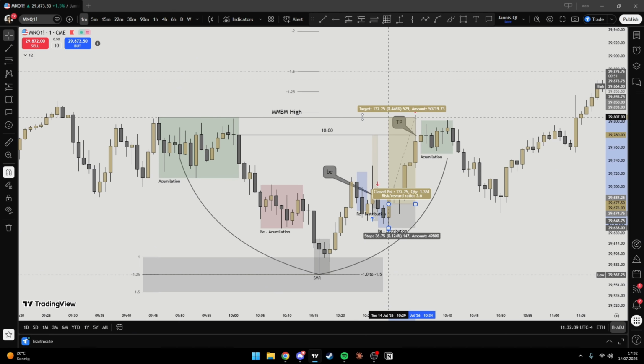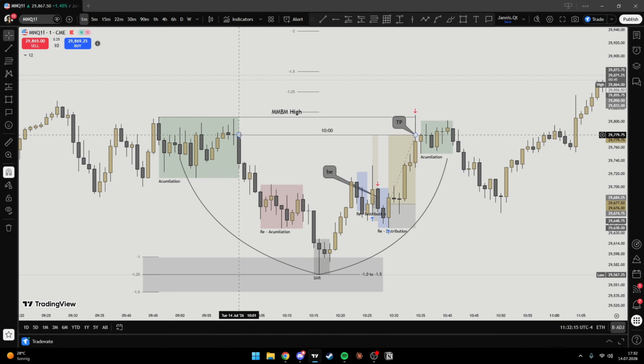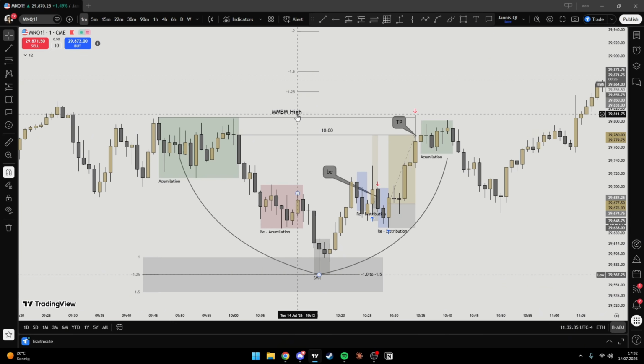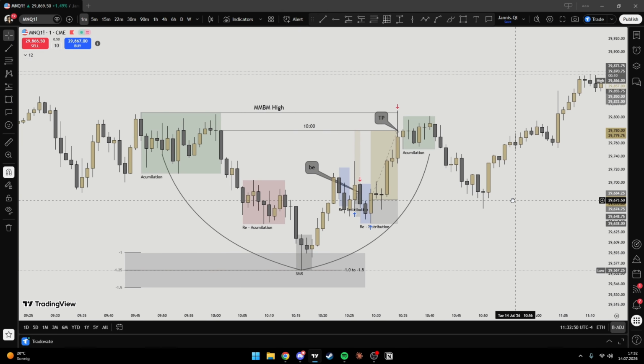I could have taken full take profit at the market maker buy model high. I didn't, just because the 10 a.m. open looked very, very good for another redistribution, and the second redistribution could have easily broken me even, and I don't want to risk that. But luckily a random news spike again TP'd me and swept out the market maker buy high again. So that was pretty good, but even without the news spike, I'm extremely sure I would have gotten full take profit, because as we can see, we're still expanding higher.